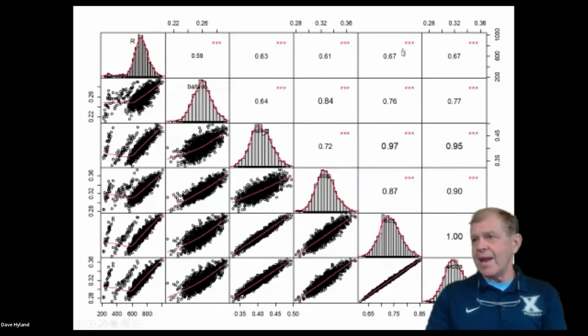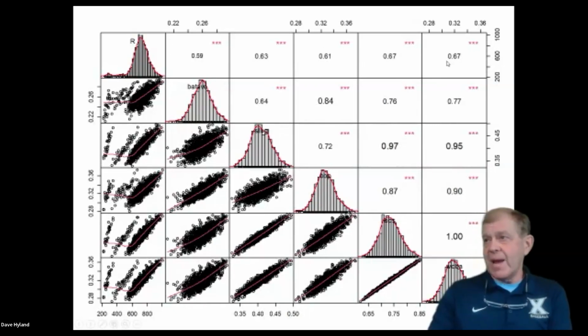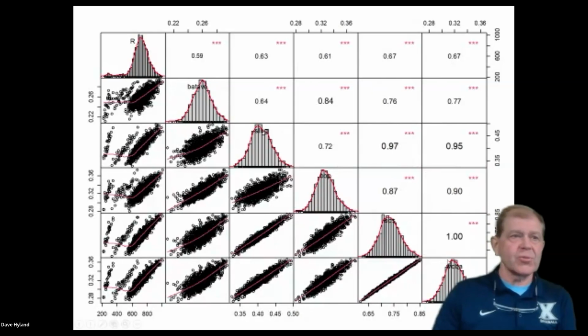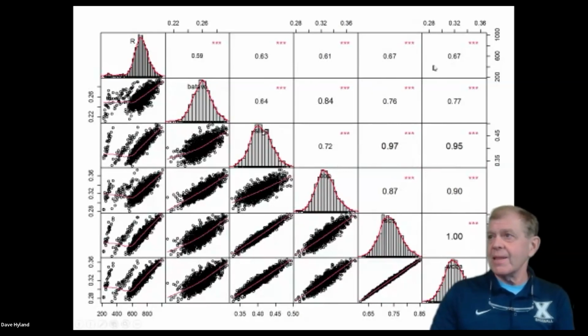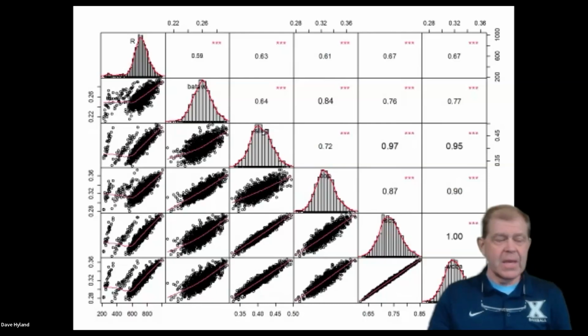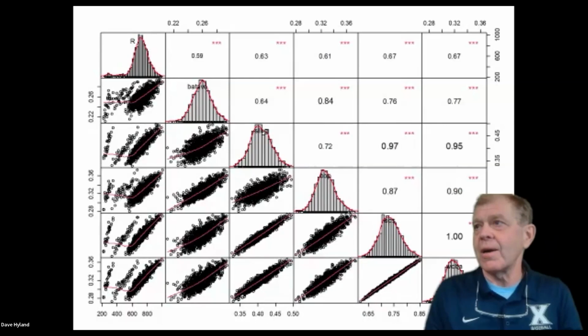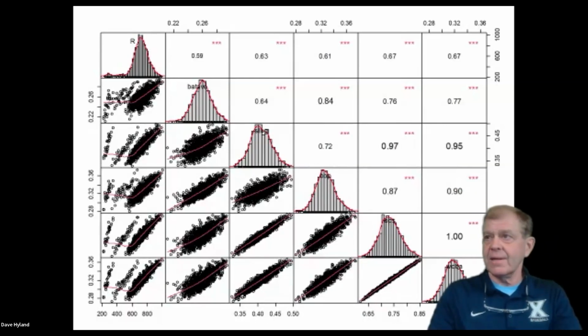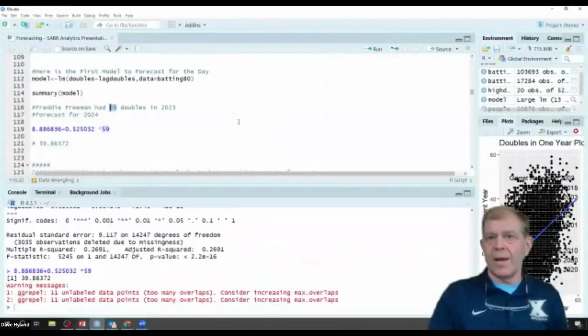And then the last two we look at are wOBA, which is statistically a very good measure of run scoring, 67% correlation, and OPS also 67% correlation. So we're going to say that if we're really interested in run scoring for a team, let's look at either wOBA or OPS, because those have the highest correlation with run scoring. So let's go back to our R code, and let's dig in and forecast OPS for players.